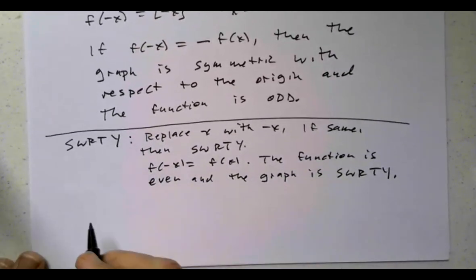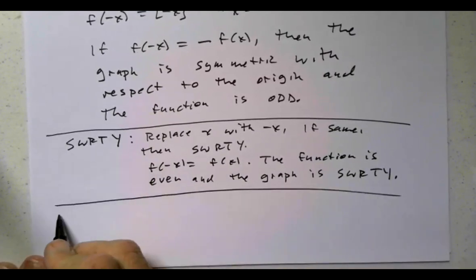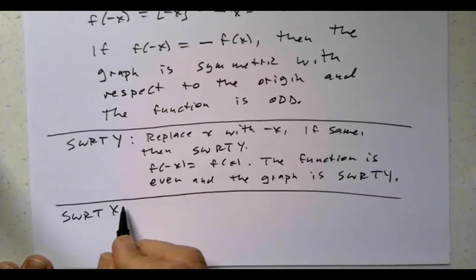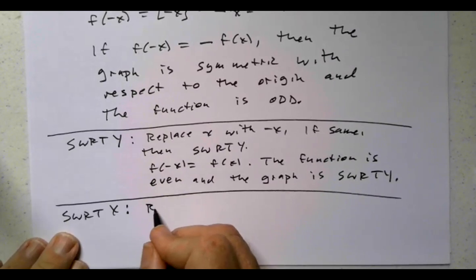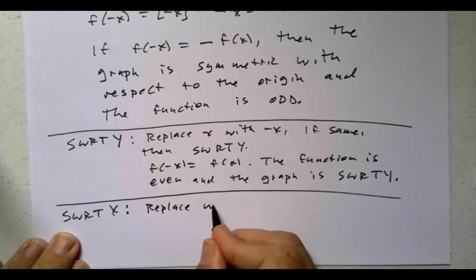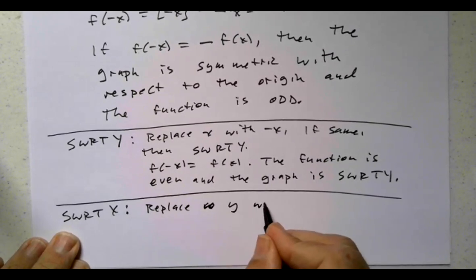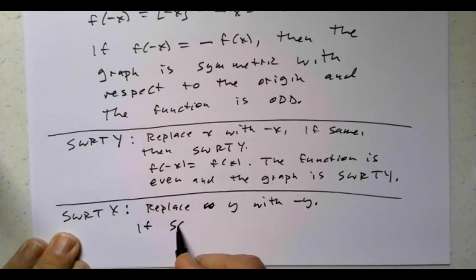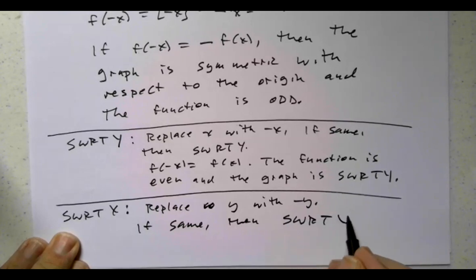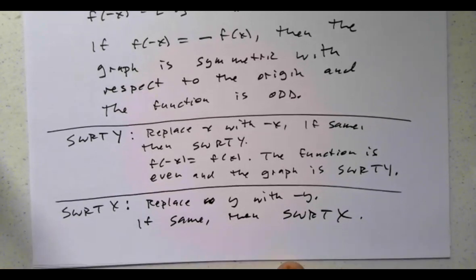Our second case was to look at symmetric with respect to the x-axis. Well, replace y with negative y. If it's the same, if the equation is equivalent, then the graph is symmetric with respect to the x-axis. Can it be a function? No, you would violate the vertical line test. In all cases, except for the function f of x equals 0, which trivially would be symmetric with respect to the x-axis.